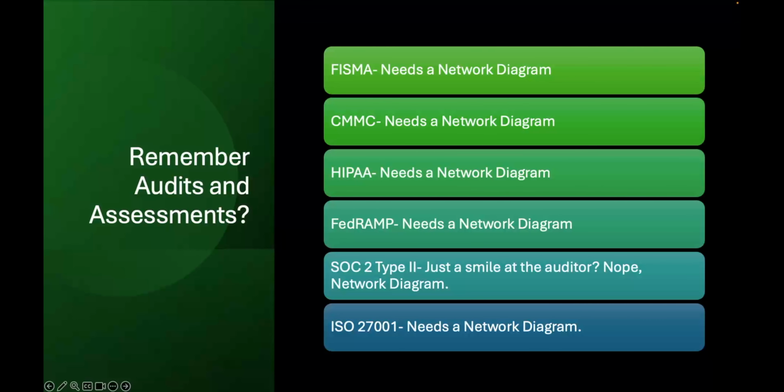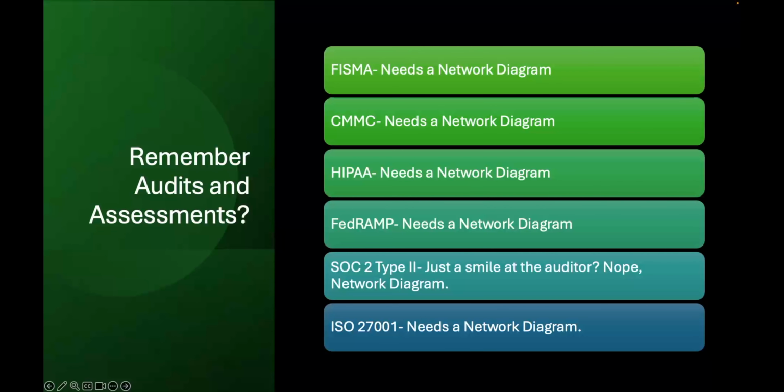So we've talked about audits and assessments, and so we just wanted to list out a few popular areas: FISMA, CMMC, HIPAA, FedRAMP, SOC 2 Type 2 attestation reports, ISO 27001 certifications. All of these, one way or the other, need a network diagram. Very critical, and most organizations in highly regulated industry verticals are going to have to get a certification or an attestation report, and they probably fall into one of these areas or others.